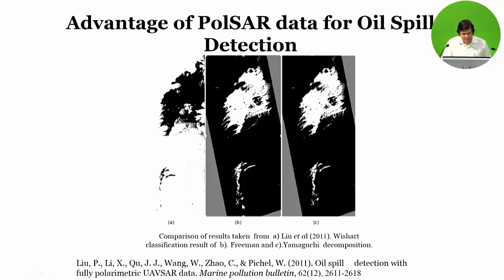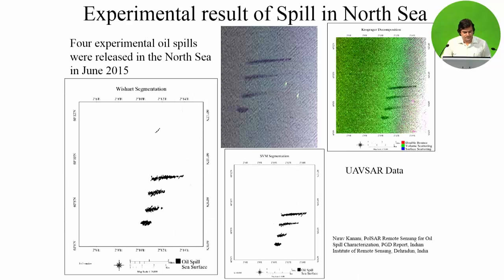So here in this study, what we can see is that in the classification of Liu et al., we are getting some errors. Actually these are not oil spills, but these are misclassified as oil spills. Now using the fully polarimetric property, we can see that we are not getting these errors. It means that fully polarimetric SAR data will have the potential to identify the oil spill with very high accuracy.